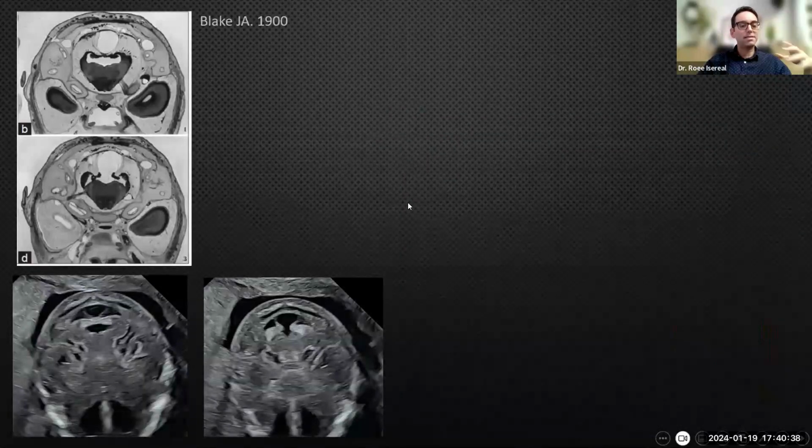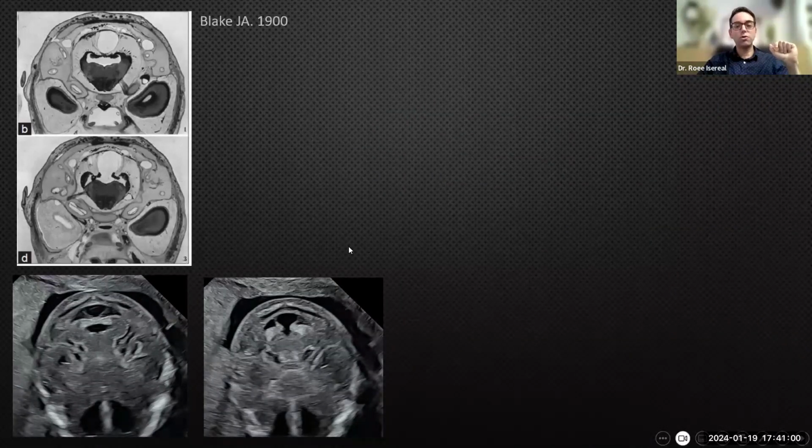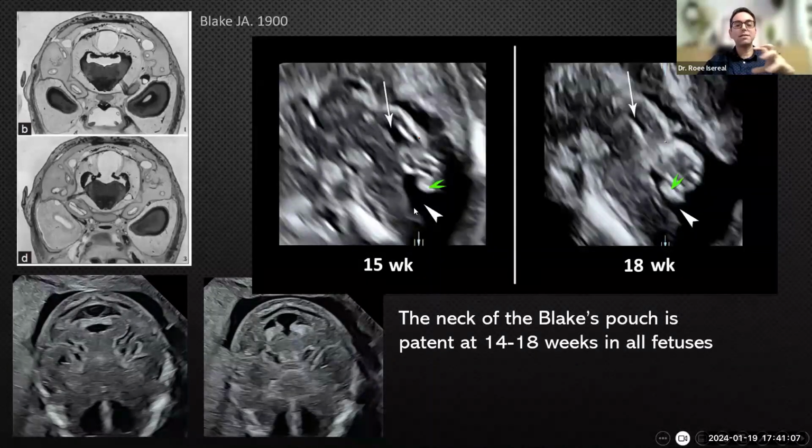Now, we all mentioned the word Blake, Blake's pouch, and Blake's tears. Let's just remind ourselves what the Blake is. This is from the original publication by Joseph Blake, and you can see this outpouching of the membranes, the inferior membranous area, and we can clearly see it on the ultrasound. You approach from posteriorly, you can see the membrane bulging out below the choroid plexus of the fourth ventricle, and it's like a false physiologic communication with the fourth ventricle. We showed in our study that the patency, this neck of the Blake's, is completely normal after 14 weeks. You should be able to visualize it.